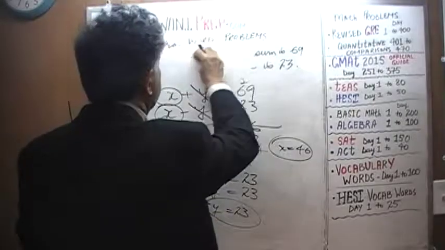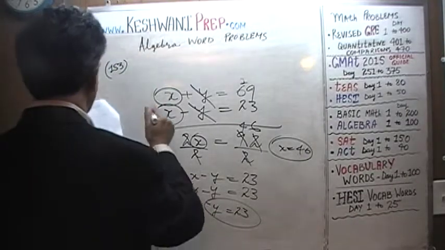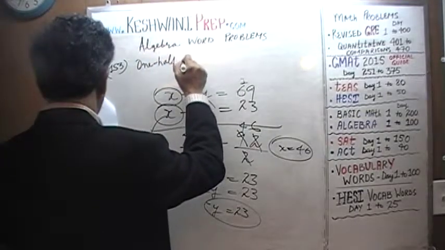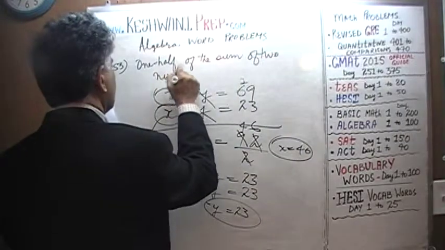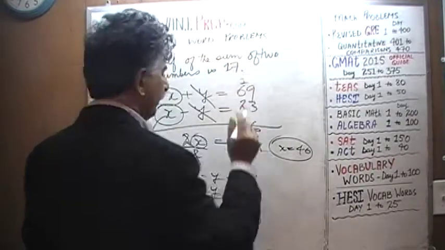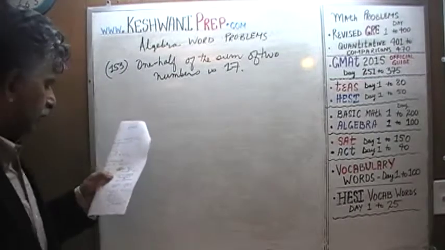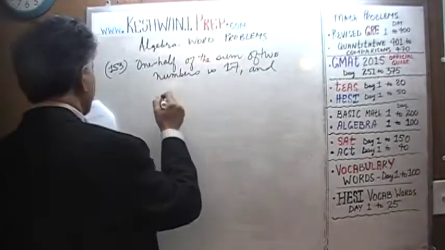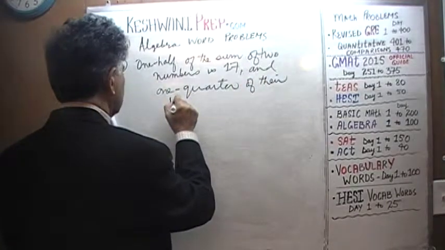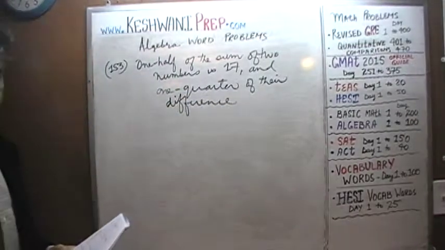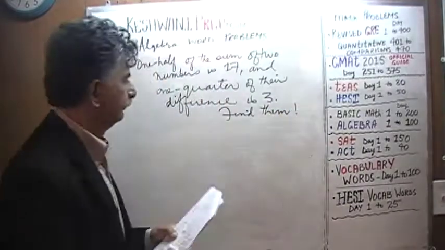Number 153. One half of the sum of two numbers, we are told, is 17. They go on to tell us that one quarter of their difference is 3. Find them. So let's do that.